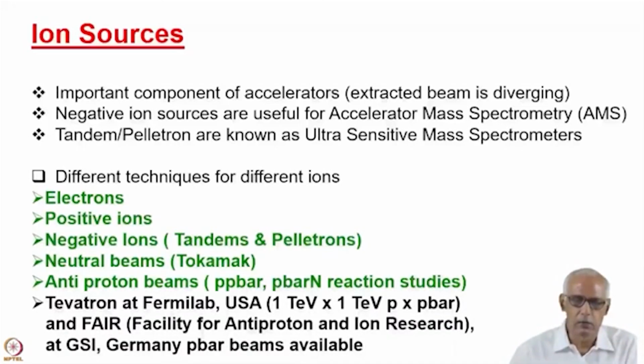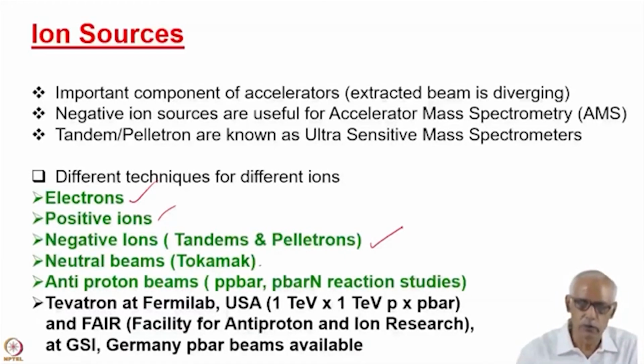One is electrons, and they are not ions, they are electrons, and then positive ions and negative ions. Positive ions are used in the Van de Graaff or anywhere, including the Cockcroft-Walton, but negative ions are used in the case of tandems and pelletron accelerators, and that is why there is an advantage in using these. And this I have discussed earlier. Then there is another kind of ion source, which is called neutral beams.